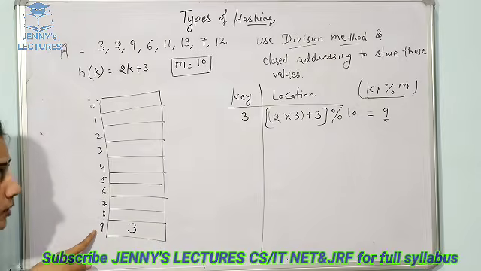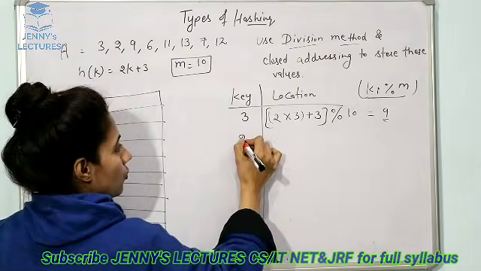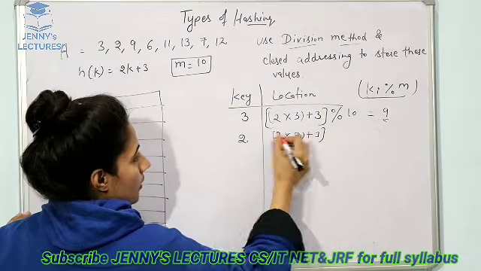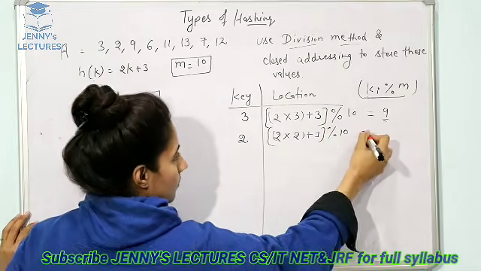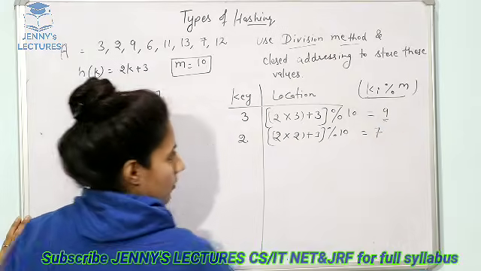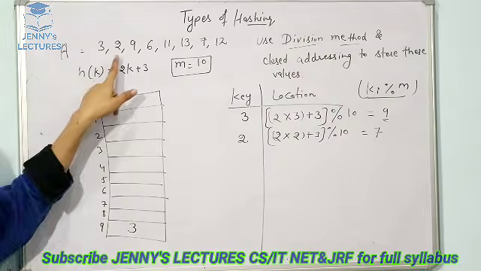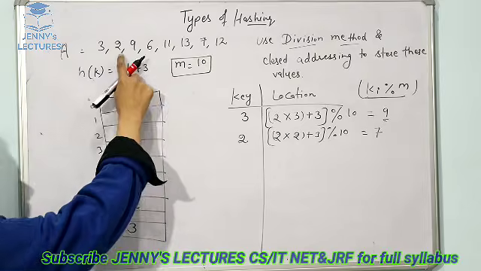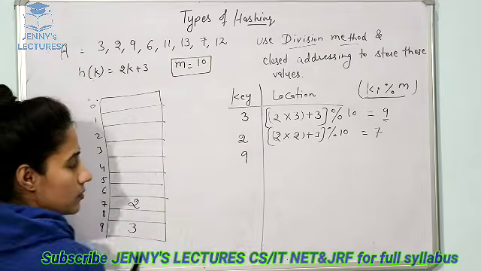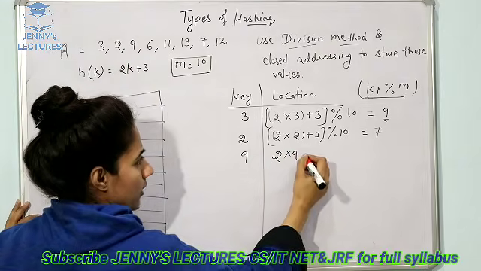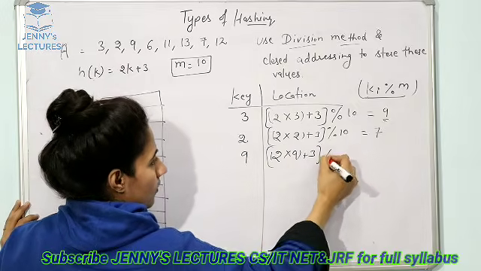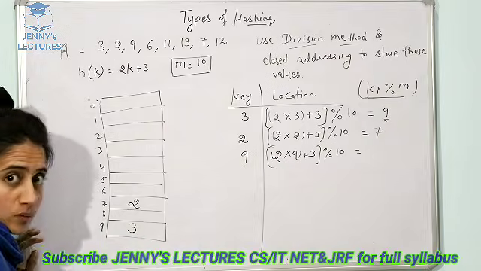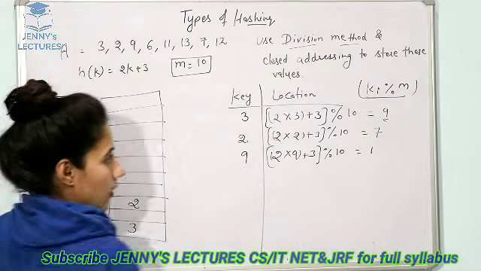Now find out the position for value 2. 2 into 2 plus 3 and then mod 10. 4 plus 3 is 7, and 7 mod 10 is 7 only. So where can you store this 2? At the 7th place. Here we can store this 2. Now find out the position for 9. I will use the same method: 2 into 9 plus 3 and then mod 10. What is the value? 2 times 9 is 18, 18 plus 3 is 21, 21 mod 10 is 1.